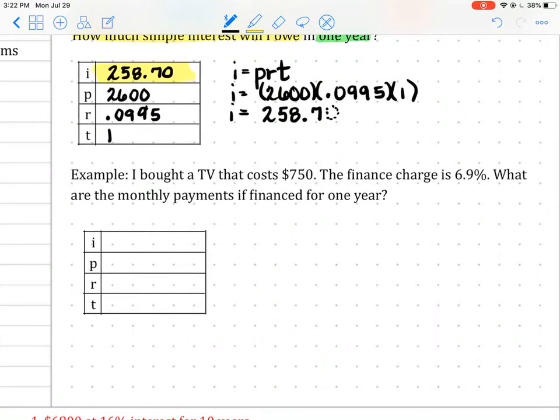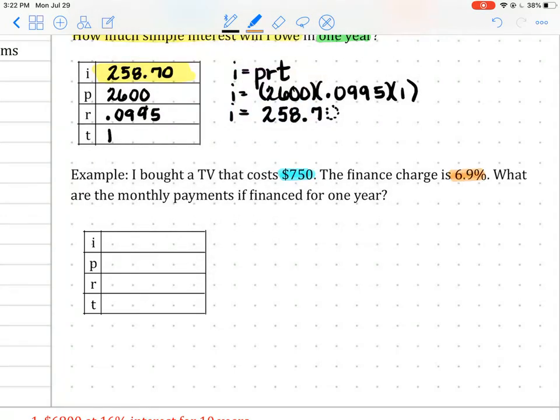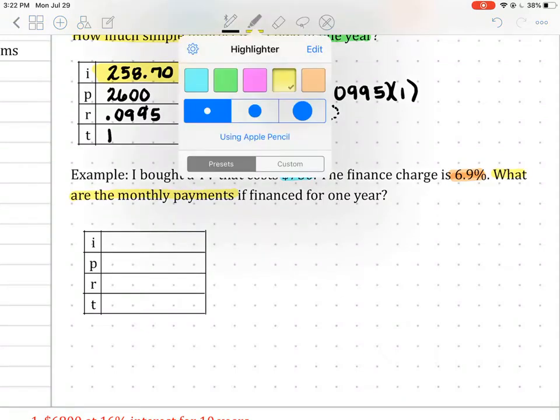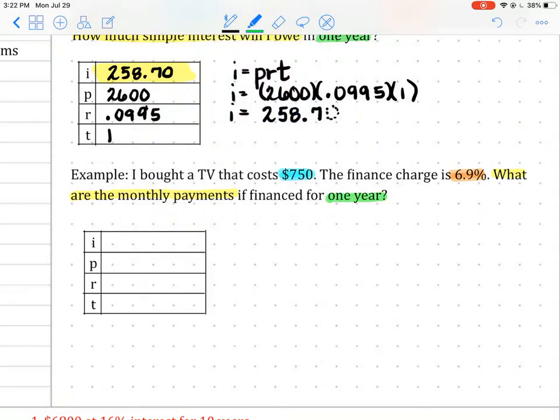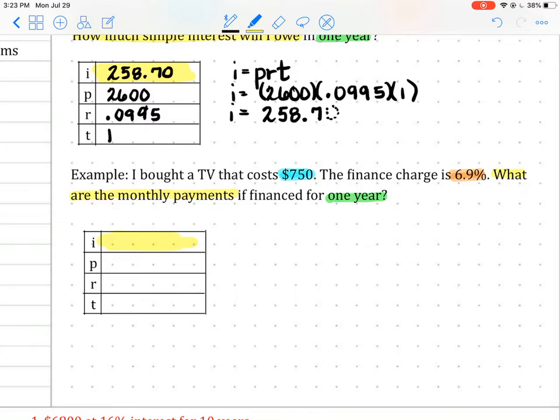And finally, I bought a TV that cost $750. The finance charge is 6.9%. What are the monthly payments if I financed for 1 year? Now be careful here, guys. This is a little bit different. It doesn't say what is the simple interest. So I can't just highlight this. That's not what we're looking for. But let's go with what we have.